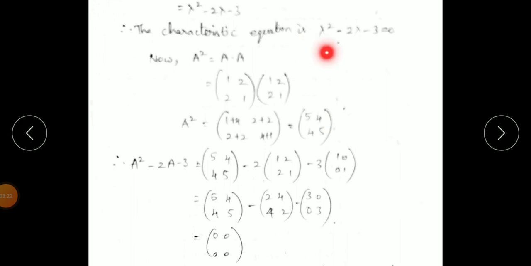Now in the equation, lambda should be replaced by capital A. So A squared minus 2A minus 3 equal to 0. A squared is 5, 4, 4, 5, minus 2 into A, which is 1, 2, 2, 1, the given matrix, and minus 3 into the I matrix. You should write the I matrix, because we cannot directly add or subtract a number with a matrix. So 1, 0, 0, 1. Now after simplifying this, we get the answer 0, 0, 0, 0. It's a 2 cross 2 null matrix, since A is a 2 cross 2 given matrix. So we have verified the Cayley-Hamilton theorem.